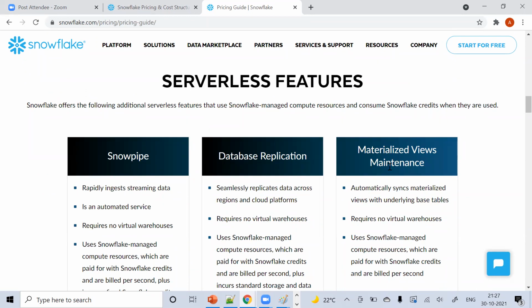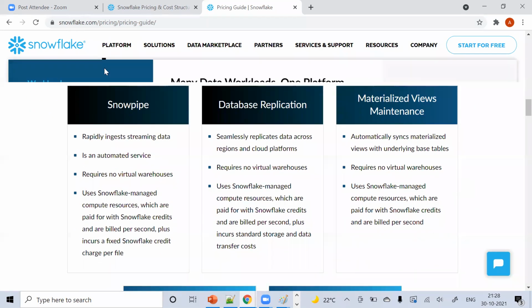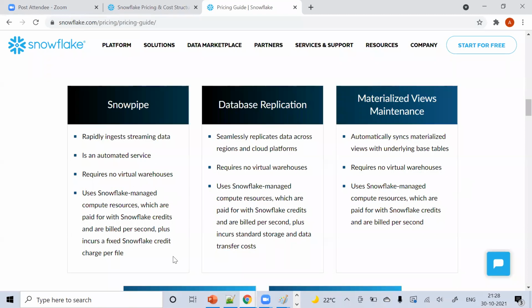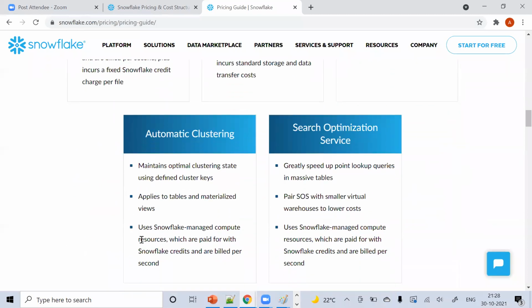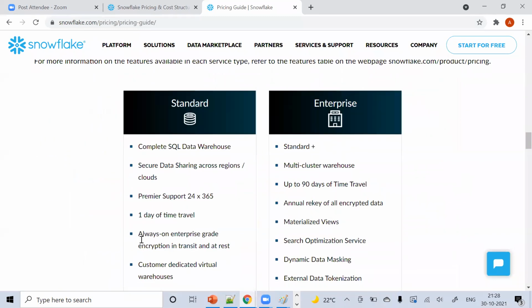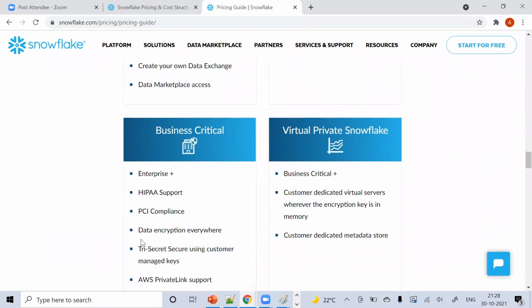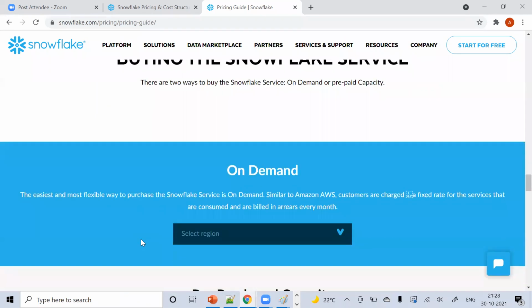These are the serverless features I told you about: Snowpipe, materialized views, database replication. They have their different pricing, which we will see when their own topics come. But these are also credit based, because ultimately these are also machines, computing resources only. They are serverless features, but they also use credits. We will be seeing all this in detail, what Snowpipe and materialized views are. Then the different editions, and what services they give to you.